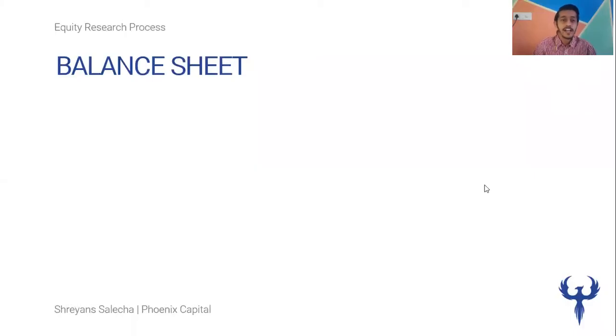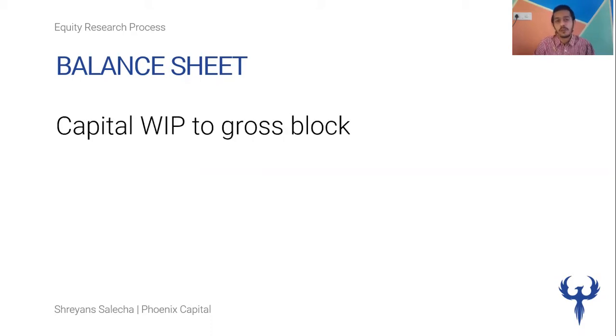All right. So now we're going to look at a few of the checks that we can see in order to basically inspect if there are some sort of manipulations being done on the balance sheet. The first one to look at is capital work in progress to gross block, right?